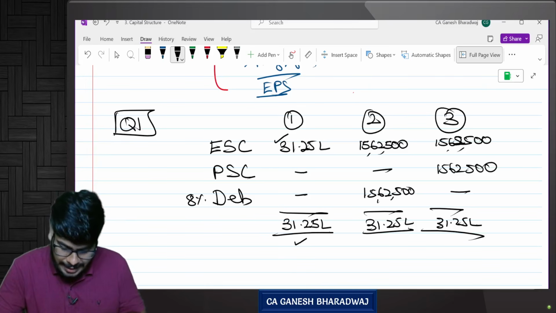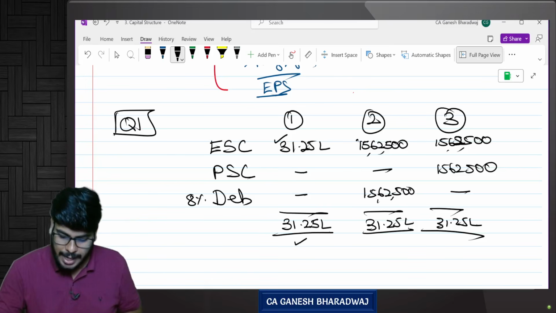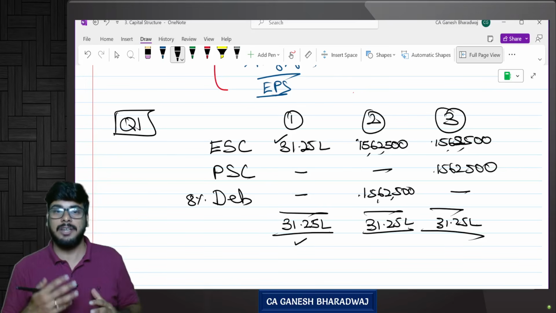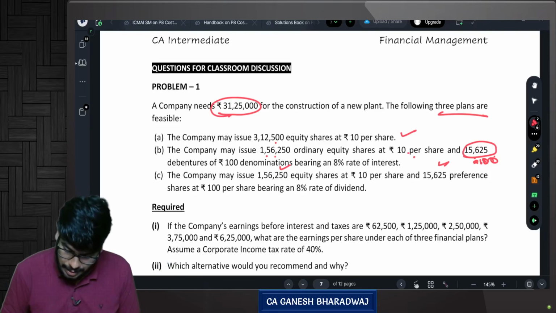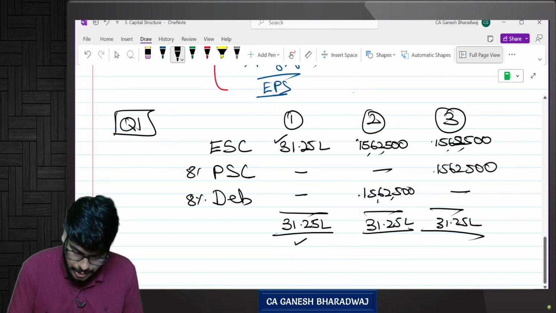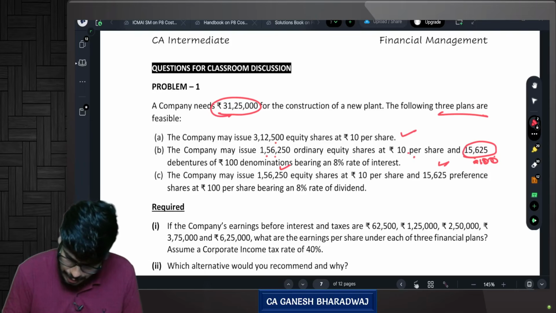So whether to entirely raise it from the equity channel, or equity and debt channel, or equity and preference channel, which is the best? That is what they are asking. Are you clear with this? Yes, and here they've said preference is also 8%, right? So preference is also 8%. That's what they have given.